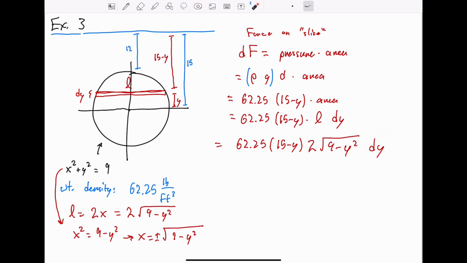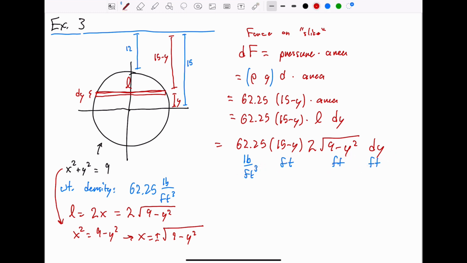Before we do that, let's double check that the units are working out as we want them to. 62.25 is pounds per cubic feet. 15 minus y is a distance, so that's measured in feet. The square root of 9 minus y squared is also a distance, so that's measured in feet. dy is a distance, that's the small width of the slice, so that's also measured in feet. And then we can imagine canceling feet cubed, and we have units of pounds left over. That's the correct units of force for this example.